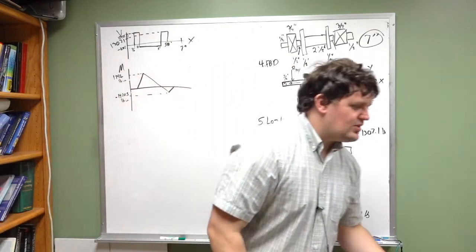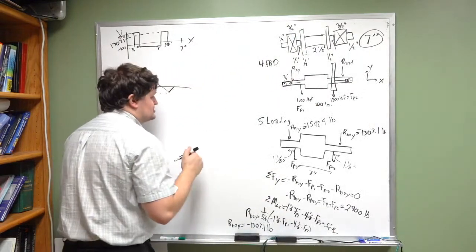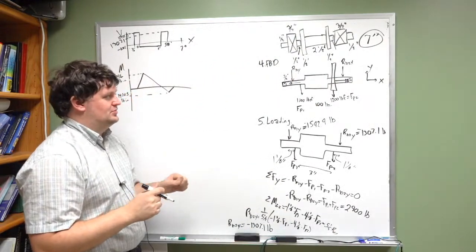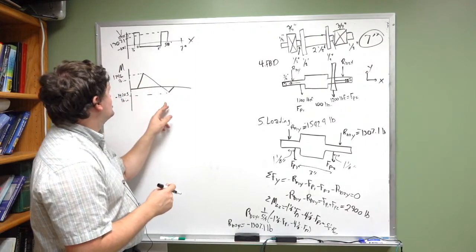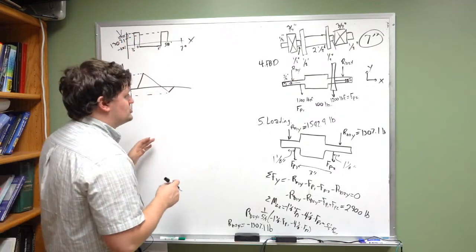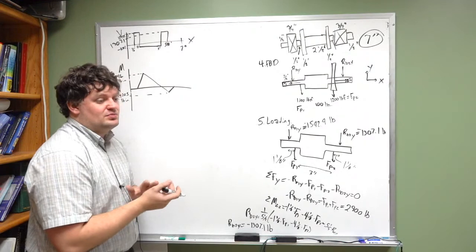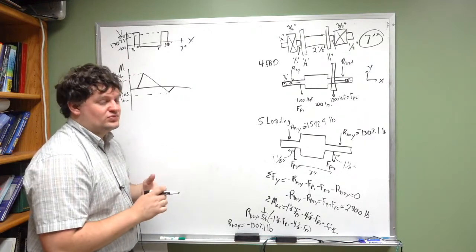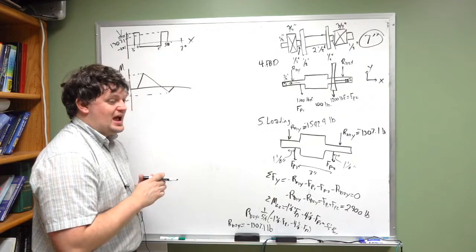Okay, so now that we have our moment and shear force figured out, awesome. We now know where our maximum moment occurs. We know where our maximum shear force occurs. We know that our torsion occurs across the entire interface. Great. So what do we do now?